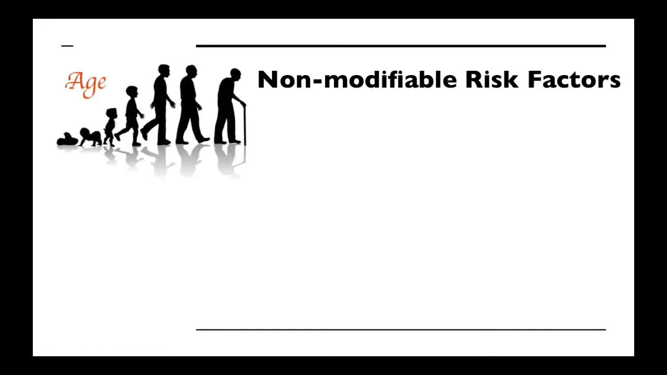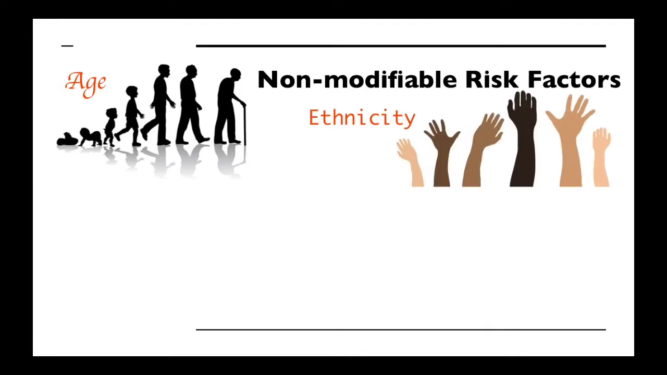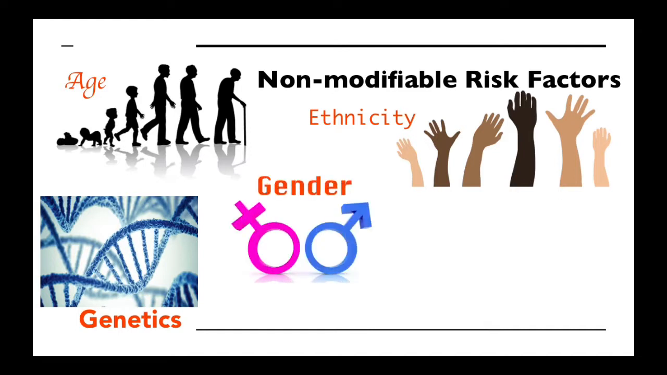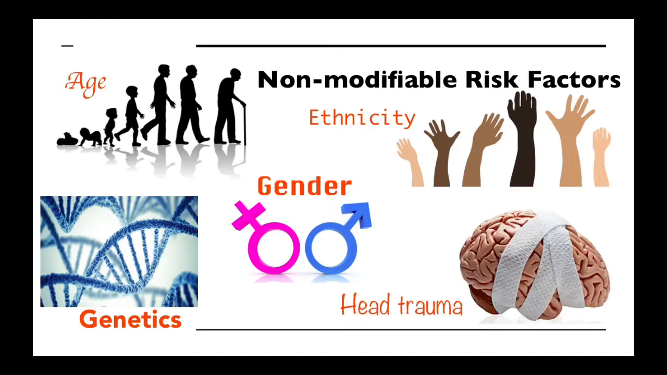For AD, there are several non-modifiable risk factors. The first is age, with an increased risk for over 65s. Ethnicity: South Asian, African, or African Caribbean origins are more susceptible. Genetics: several genes have been identified with a link to AD, including apolipoprotein E and the APP protein. Gender: women are more susceptible than men. And finally, head trauma. Damage to neurons and becoming oxygen deprived could speed up degeneration.